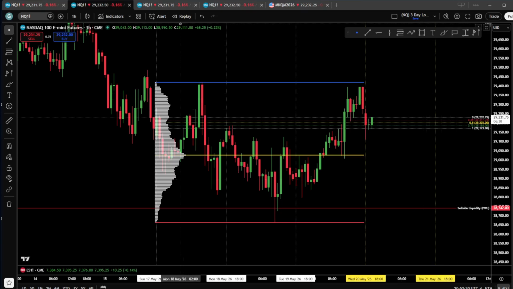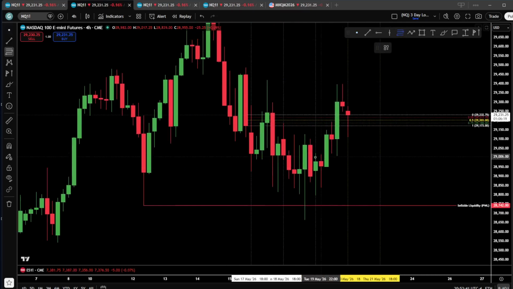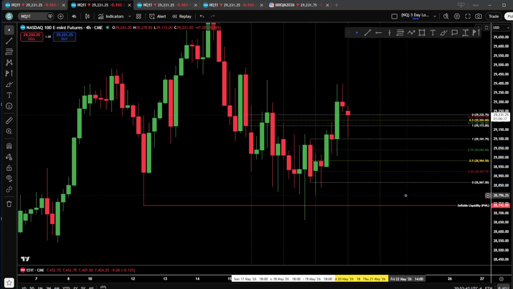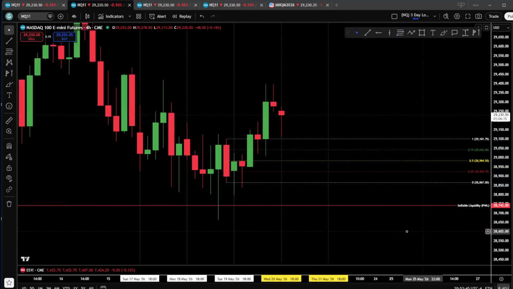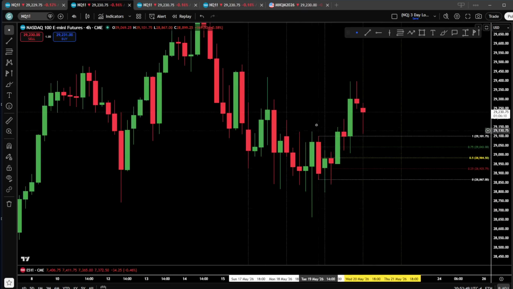So if we look at the profile here, now in this case on the hourly, in my opinion, you don't really see the order block well. I would need to go on a 4-hour chart. Right, so we have a discount order block at these levels. Sorry if the chart is a bit messy, there's a lot of lines.